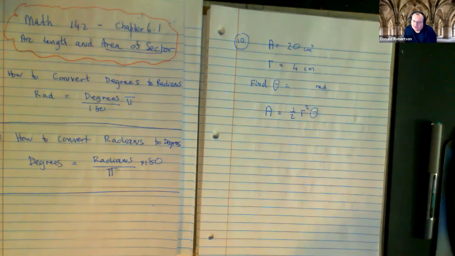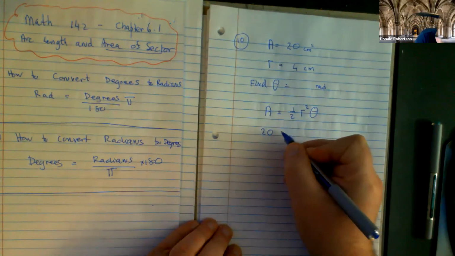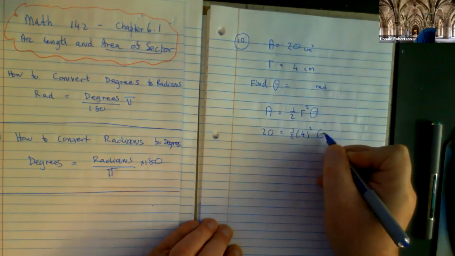You begin with the area of a sector formula, right? You know how we always begin with A equals 1/2 r squared theta when we do those questions? We always begin with this formula. And now I'm going to put 20 in here. It's going to be 1/2 times 4 squared times theta.